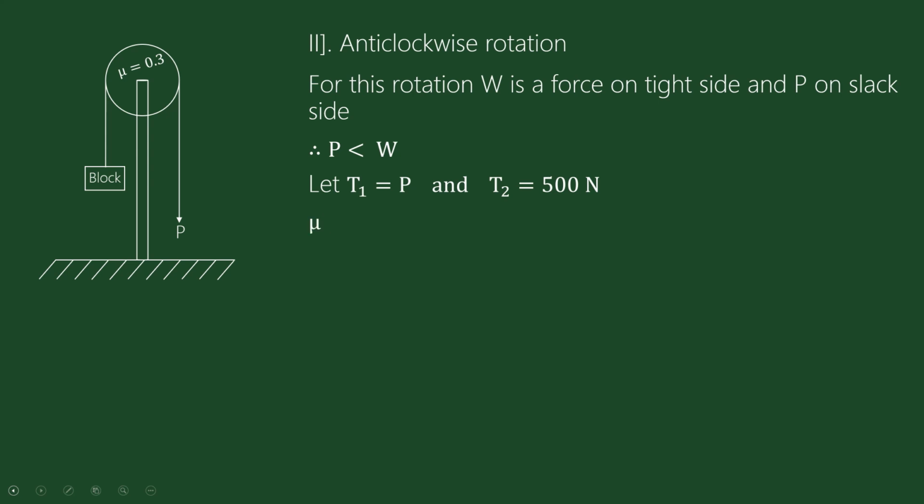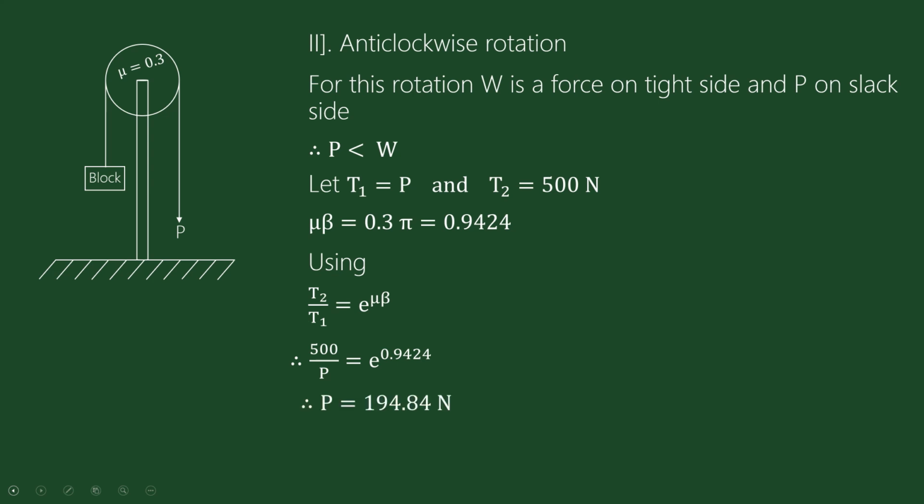Mu beta will remain the same as in the earlier part, 0.9424, and again by using the same equation T2 upon T1 is equal to e raised to mu beta. So, put the values of T2 and T1. Let us see what you get: 500 upon P is equal to e raised to 0.9424. We have calculated the value of the exponential term in the earlier part. So, do the cross multiplication and find out the value of P in this case. Now, the value of P in this case is 194.83 Newton.